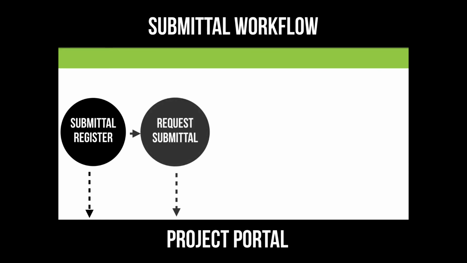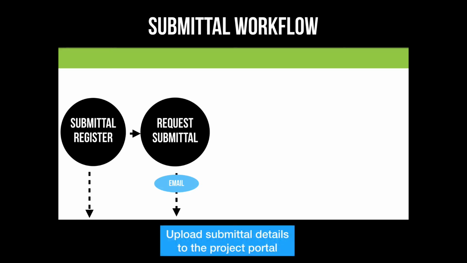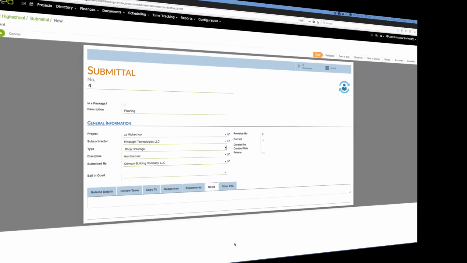The next step of the process then is to request the submittal details from the subcontractor. So once we have that submittal register created, we'll click the button and it will automatically send an email to the subcontractor that we specified in that submittal register, send them an email and ask them to upload their submittal details to the project portal. So let's show how that works here.